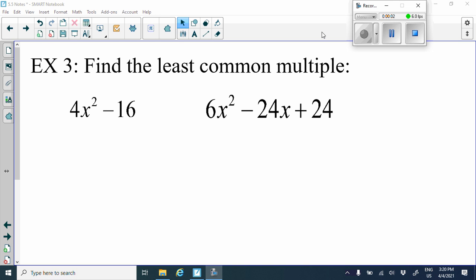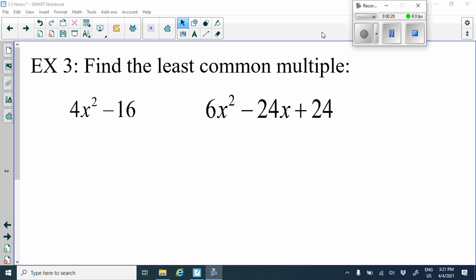Hey guys, so here's part 2 of the 5.5 notes. We are talking about adding and subtracting rationals. Now, we did some examples where the denominator was exactly the same, and so all we had to do was combine the numerators. But now we need to talk about what happens when the denominator is not the same? Well, this is where we talk about finding the least common multiple between the expressions.